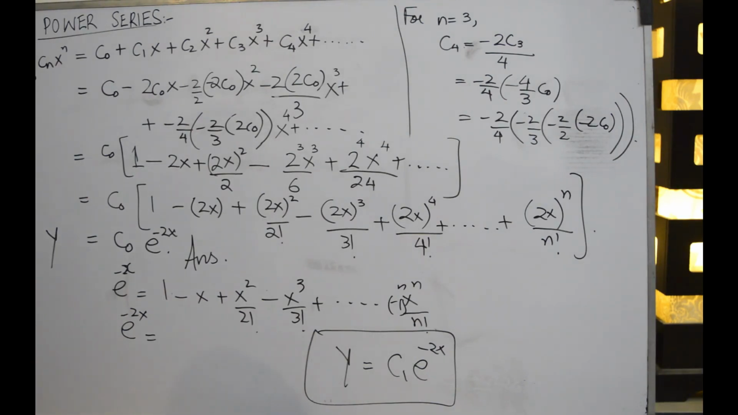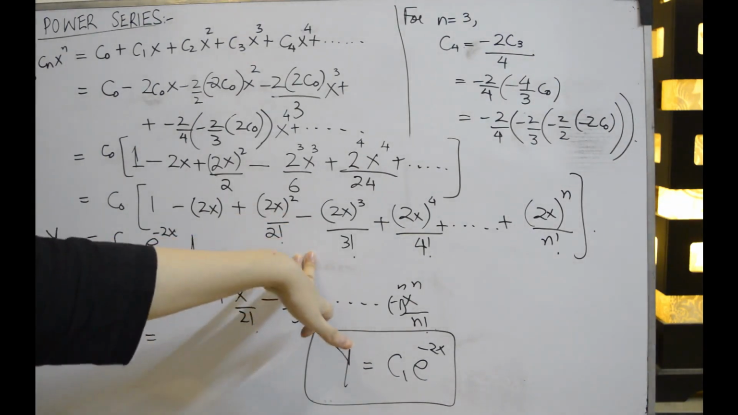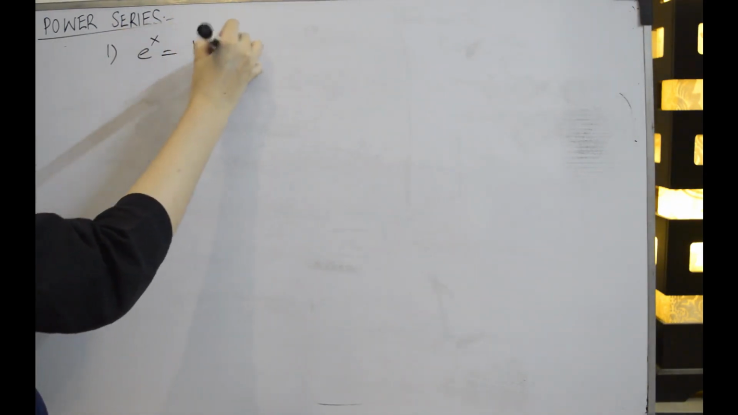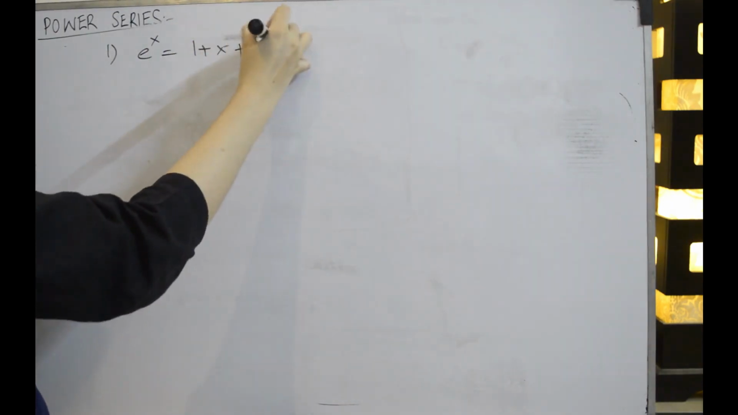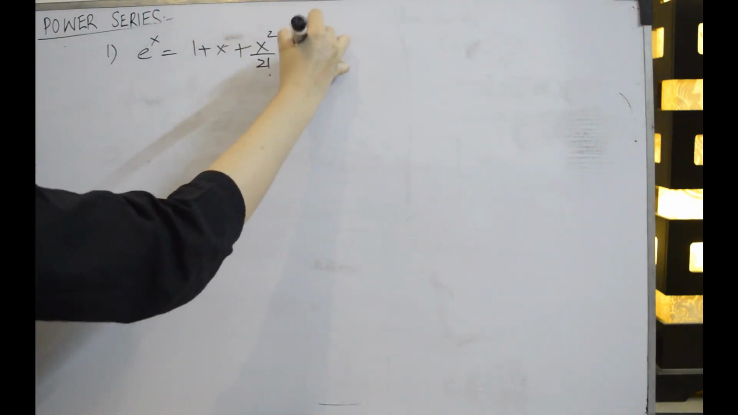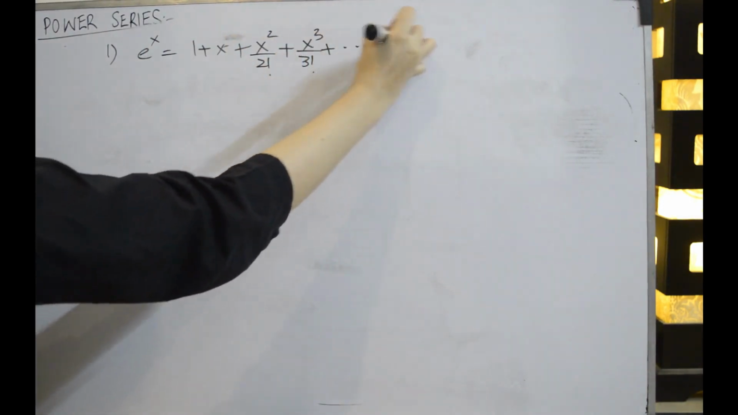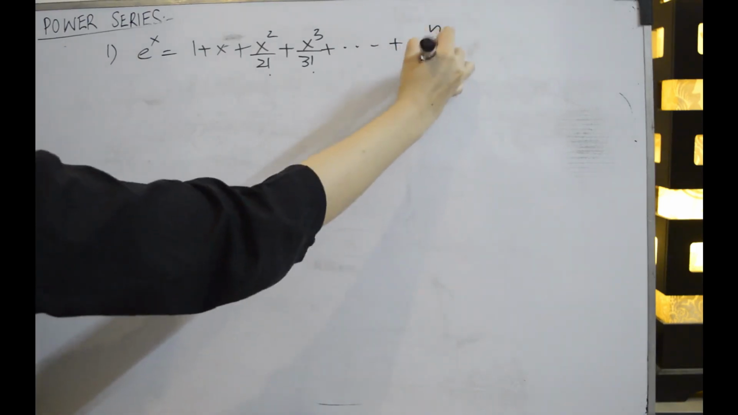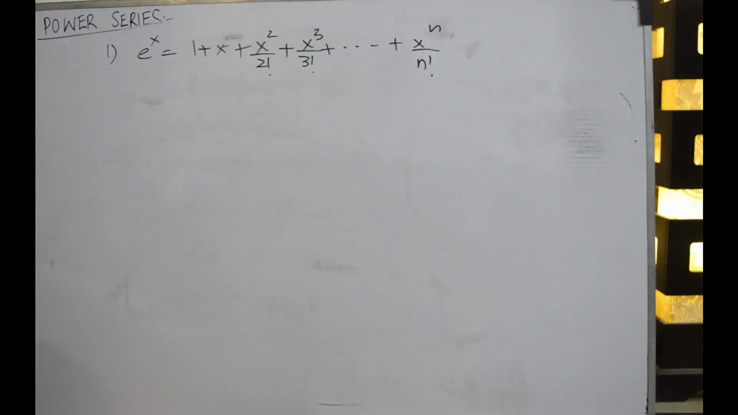So this is all about the power series, and this series is also a convergent series, right? So the basic three series are: e to the power x, that is 1 plus x plus x square by 2 factorial plus x cube by 3 factorial and so on, x to the power n divided by n factorial. And if you replace it by minus x, then the odd terms remain minus and the even terms remain positive, so that becomes an alternating series.